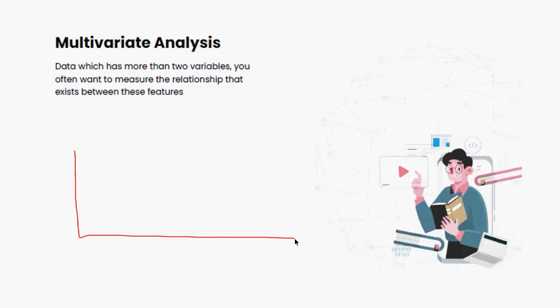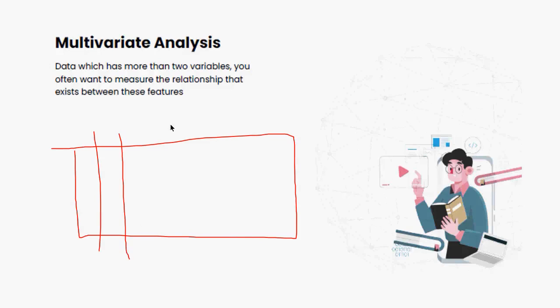Multivariate: multiple columns you're going to take for analysis for drawing the conclusion. If this is the height, this is the weight, how long he can walk, how long he can sleep. So multivariate. Even bivariate can also be called that, but more than two comes under multivariate, data which has more than two variables, and you often want to measure the relationship that exists between these features. Okay, understood? So what are the different types of analysis?